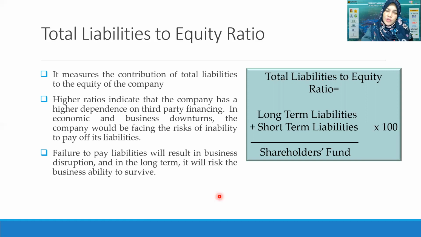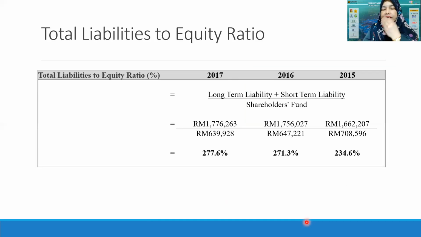Okay, the formula is total liabilities divided by shareholders' fund. In the case of Nestle, their liabilities are much higher than equity. So what it shows here is they rely much on liability compared to their shareholders' fund.